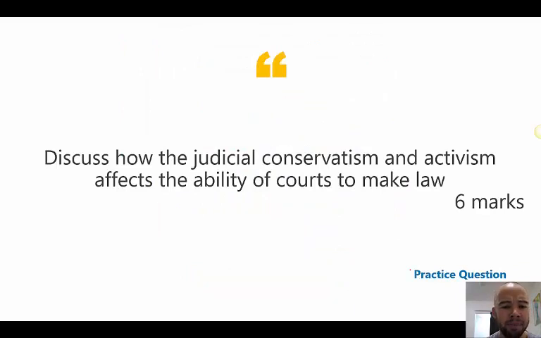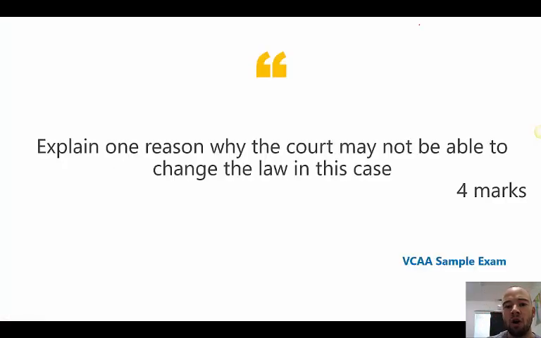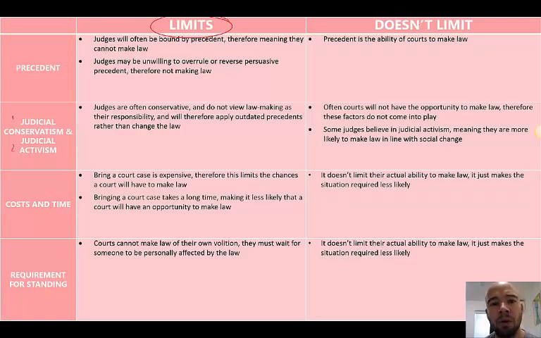This question is: discuss how judicial conservatism and activism affects the ability of courts to make law. And this is the fact that there's an interplay between those two points, like I said. And this is where we bring this table in. So it'll have those five things: precedent, judicial conservatism, judicial activism, costs and time, and requirement for standing. And then just how they do limit the court's ability to make law, but how they don't limit, which is also really important, so we can discuss it.